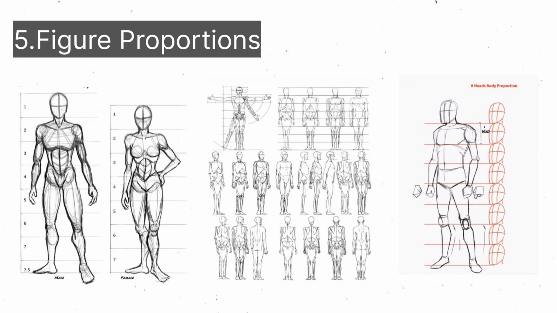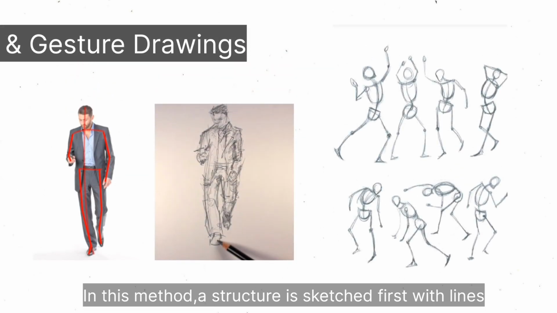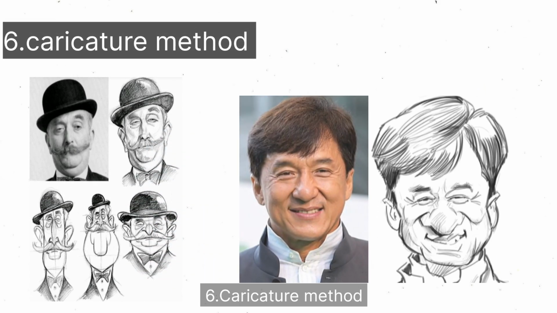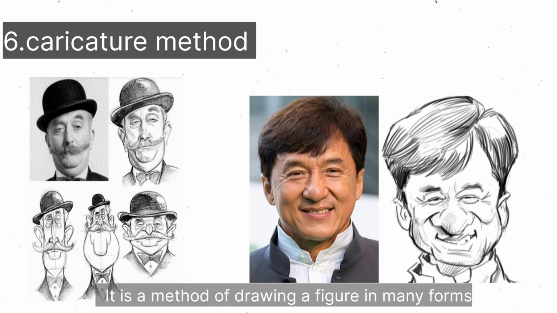Gesture drawing. In this method, a structure is sketched first with lines, and then the overall shape is clearly drawn. This technique helps to draw human actions. Sixth, caricature method. It is a method of drawing a figure in many forms, using facial features and facial expressions. Here are some examples.